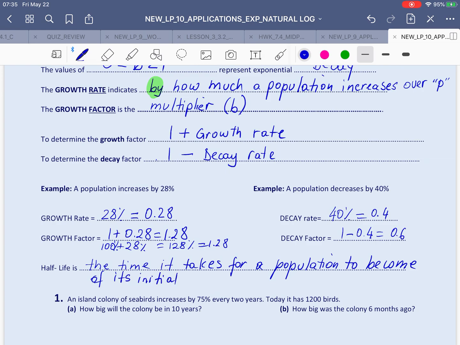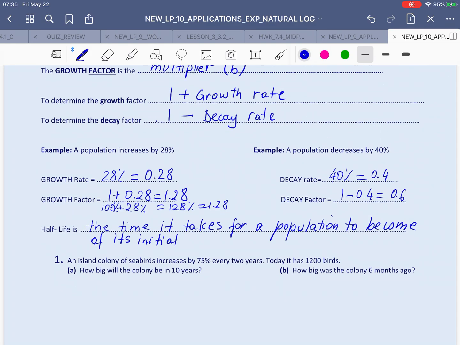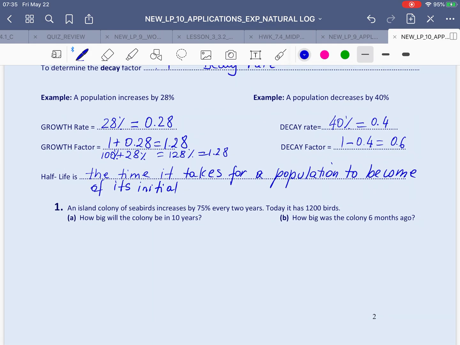To become half of the initial, right? Alrighty then. So let's move on to a couple of examples. I think that we know enough to be able to read the question and understand it.